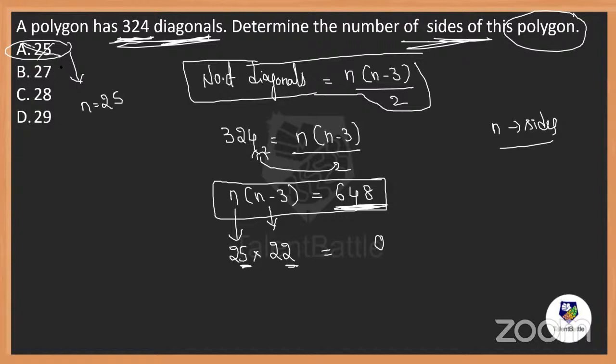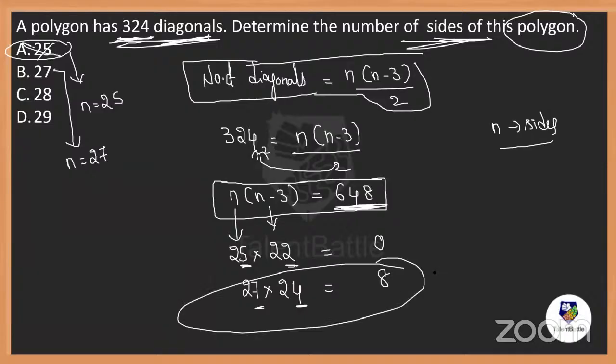So there is no necessity even to solve it. Now identify the next one in the same manner. Suppose n is equal to 27. What is the value of n minus 3? 27 into 24. So what is the last digit of this? It is 8. So that's satisfied.